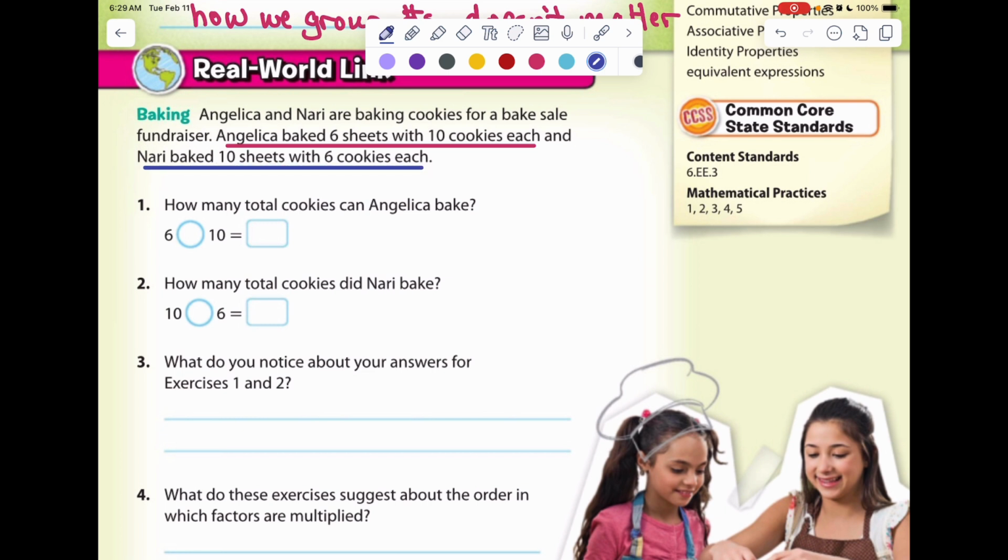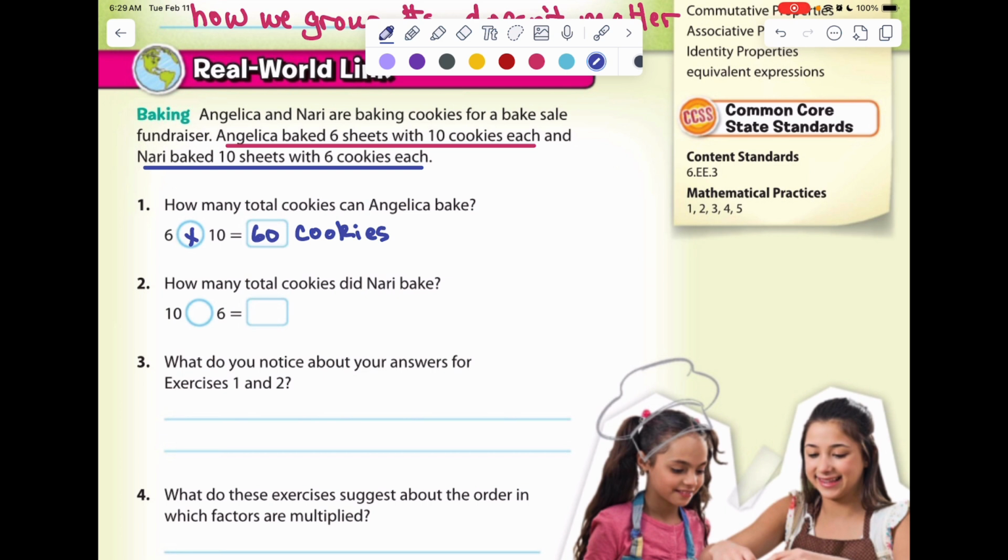All right. So how many cookies can Angelica bake? So Angelica had the 6 sheets, 10 cookies each. What should we do? Add, subtract, multiply, or divide? Yeah, we need to multiply. And what would that be? That would be 60 cookies. 60 cookies in all, if she had 10 cookies on each of her 6 sheets.